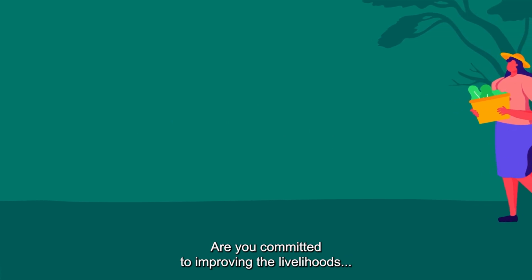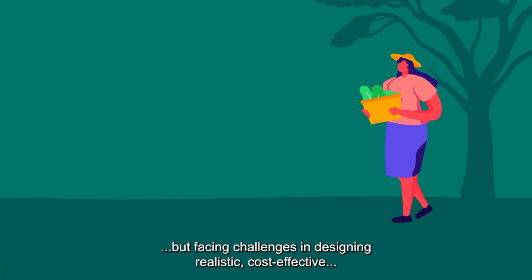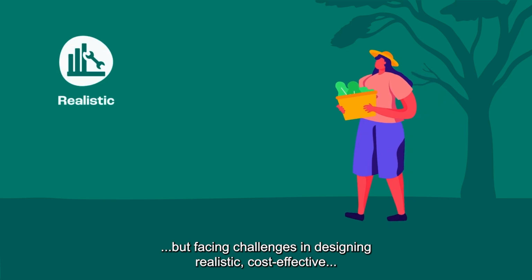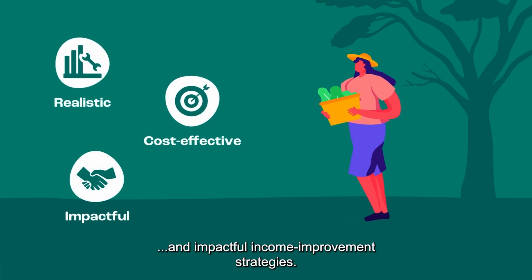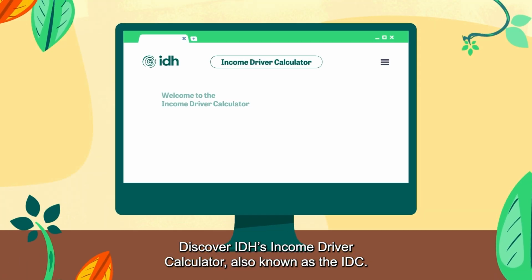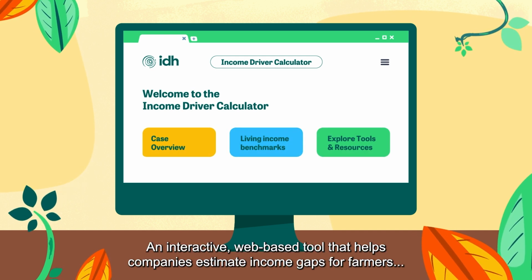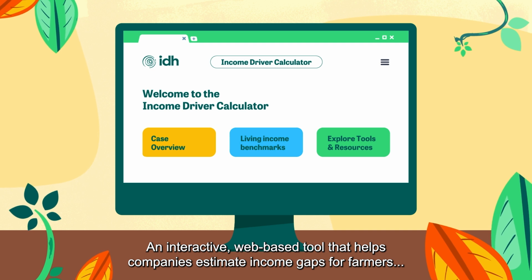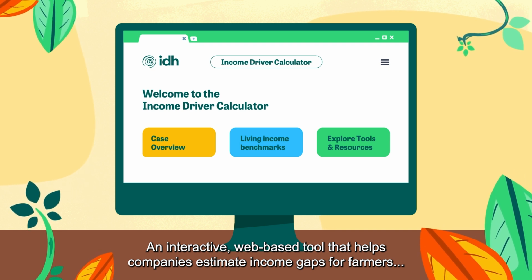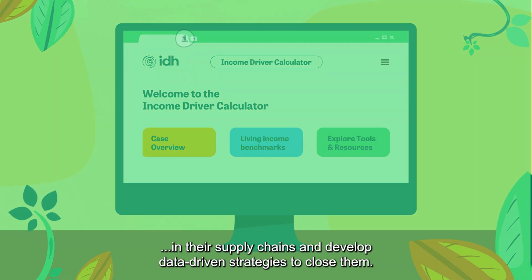Are you committed to improving the livelihoods of smallholder farmers in your supply chain, but facing challenges in designing realistic, cost-effective, and impactful income improvement strategies? Discover IDH's Income Driver Calculator, also known as the IDC, an interactive web-based tool that helps companies estimate income gaps for farmers in their supply chains and develop data-driven strategies to close them.